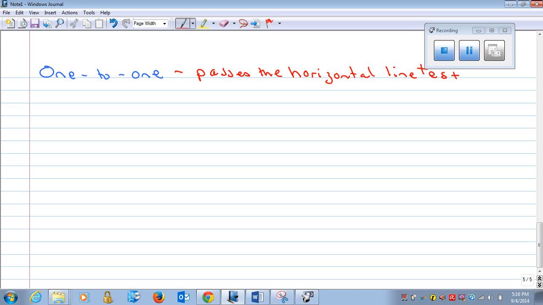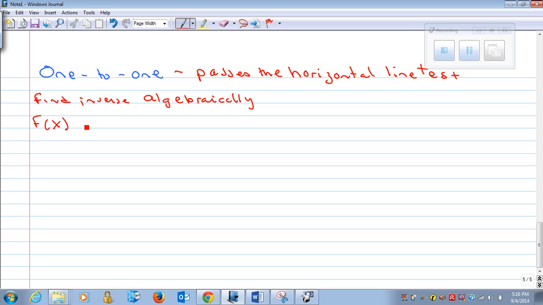All right. Last thing we're going to do is we're going to find an inverse algebraically. So I'm going to give you f of x, the original function, as the cube root of x plus 1. And I want us to find the inverse of f of x. All right, the first thing we're going to do is we're going to rewrite the original function as y equals the cube root of x plus 1.